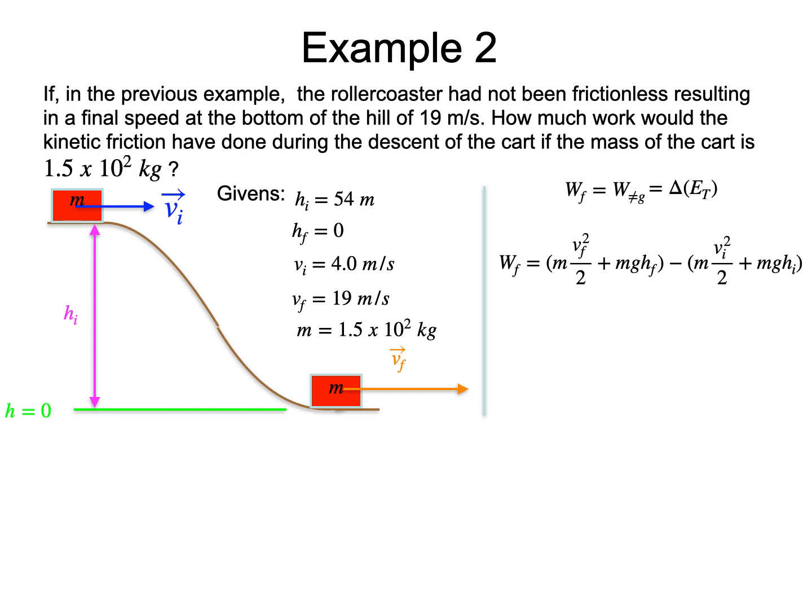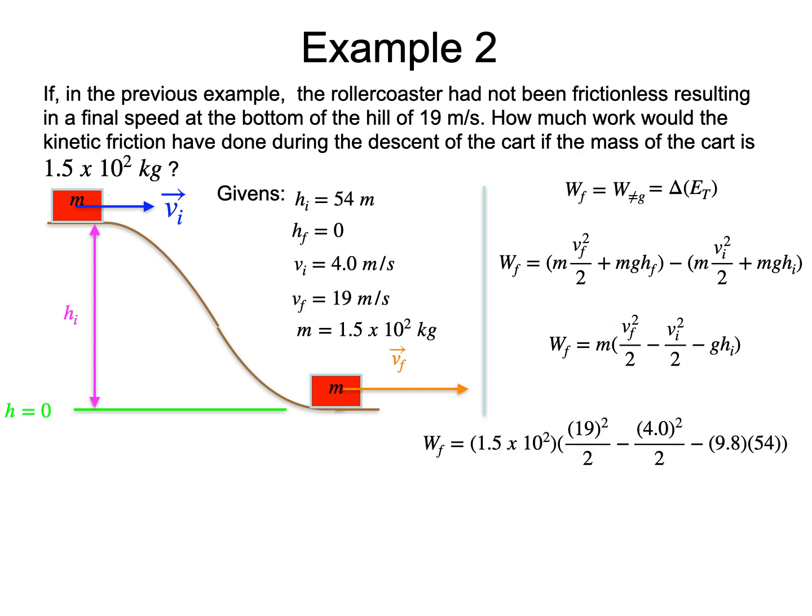We could substitute the numerical values of the givens at this stage, but let us first factor out the mass and also use the fact that the final height is zero. Now the substitution of the numerical values gives this, with a final numerical answer being minus 54 kilojoules. 1 kilojoule equals 1,000 joules. The fact that the work done by friction is negative should not be a surprise, since the kinetic friction force is in the opposite direction to the displacement. Here is our final statement.